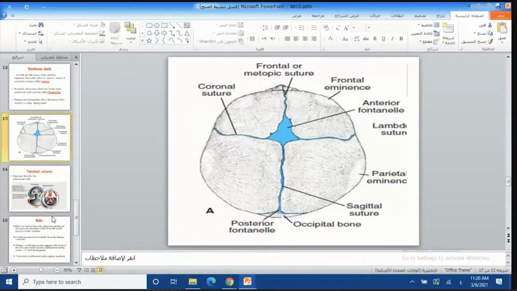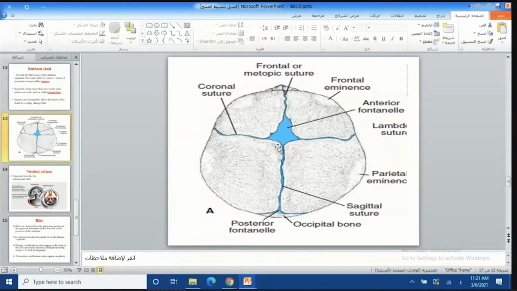Look at here, we have sutures and fontanelles. Okay, so the fontanelles we have right here, the anterior one and the posterior one, and we have the frontal suture, coronal suture, with the occipital sutures.